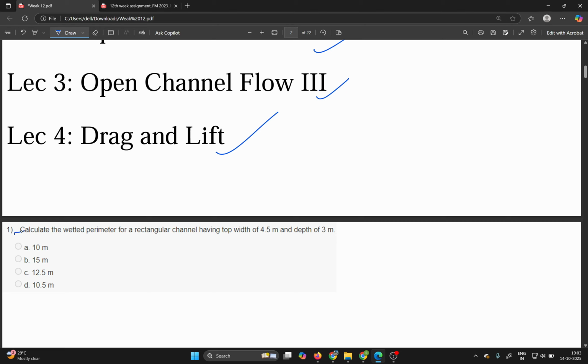The first question is: calculate the wetted perimeter of a rectangular channel having a top width of 4.5 meter and a depth of 3 meter. So the top width is 4.5 meter and the depth is 3 meters. You need to calculate the wetted perimeter here.